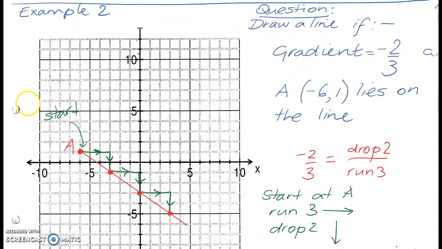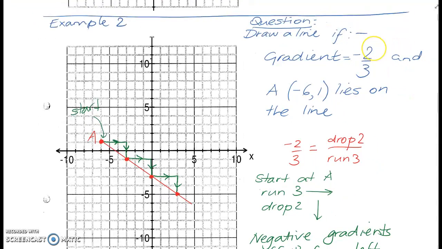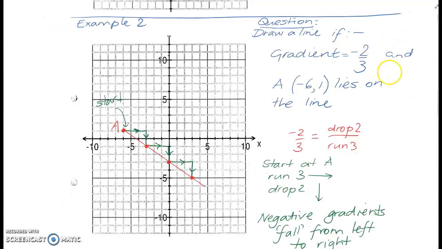So here's example 2, and we'll do that in class. You can have a little look at what I've said there. I'll just leave it there for you to look at for a minute.